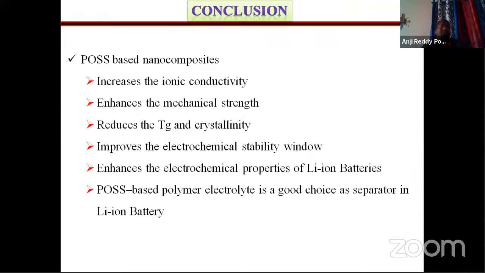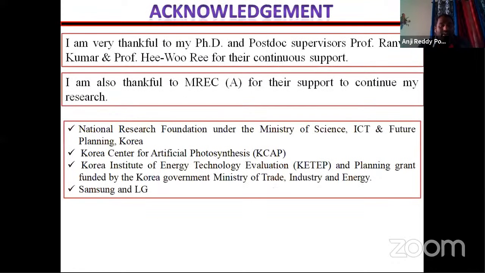And what are the conclusions? If we use the PAS-based nanocomposites, that will increase the ionic conductivity and mechanical strength, reduce Tg and crystallinity, and improve the electrochemical stability window. That enhances the electrochemical properties of lithium-ion batteries and lithium-air batteries also. That is a good choice for future lithium-ion batteries.